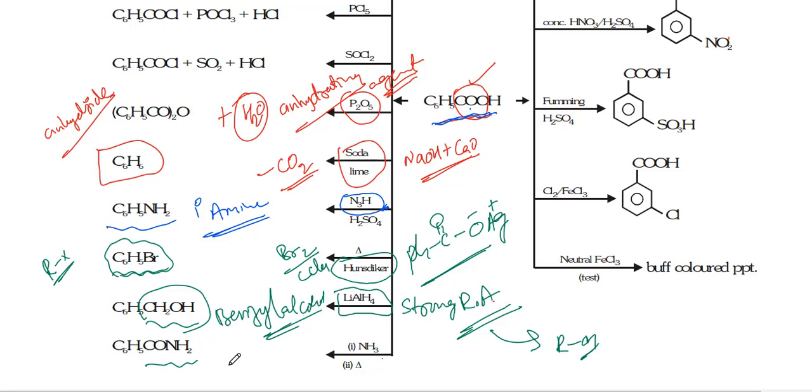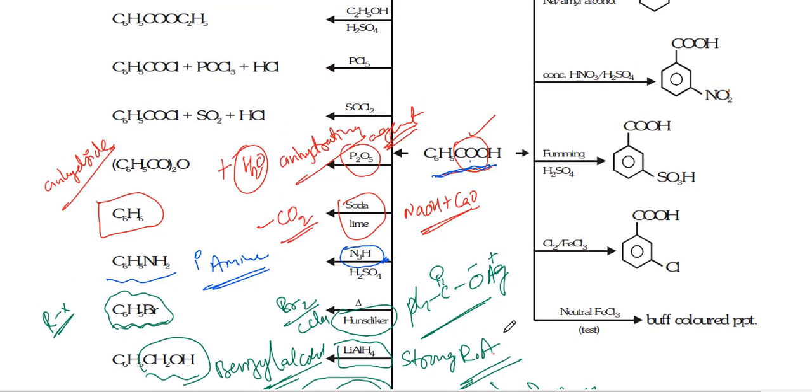Next, reaction with NH3. Then amide is formed. See here, benzoic acid. You just have to remove the water molecule here, OH from the acid and one hydrogen from ammonia. It forms benzamide.